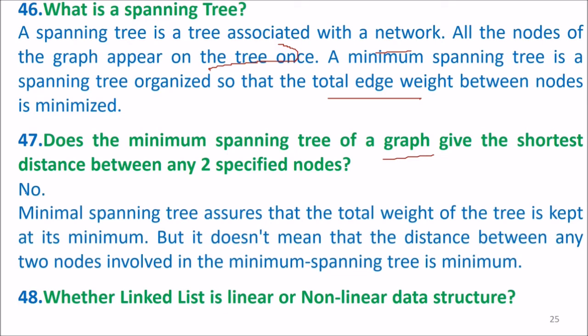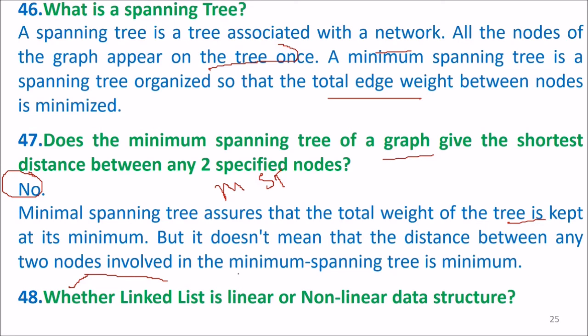Next, does the minimum spanning tree of a graph give the shortest distance between any two specified nodes? Well, this may not be true. The answer is no, because the minimum spanning tree, or MST, ensures that the total weight of the tree is kept at its minimum. But it doesn't mean that the distance between any two nodes in the minimum spanning tree is minimum.